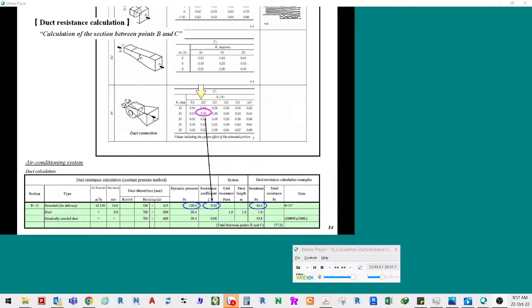This section consists of 3 types of ducts: the extended duct at the fan discharge point, the straight duct, and the drastically extended duct. Set the extended angle at the fan discharge port at 15 degrees. Set it within 30 degrees at most. Here, the extended angle is 15 degrees. The resistance coefficient is 0.33 from the ratio of the inlet area to the outlet area.